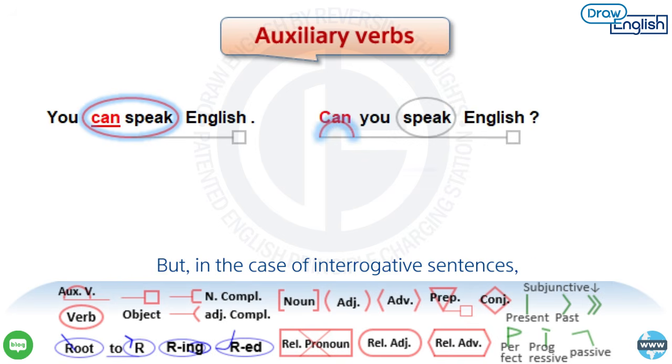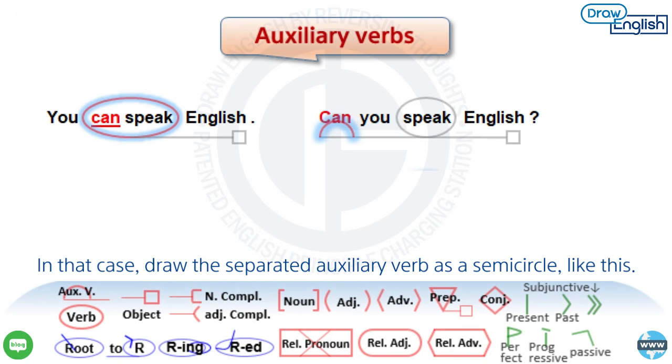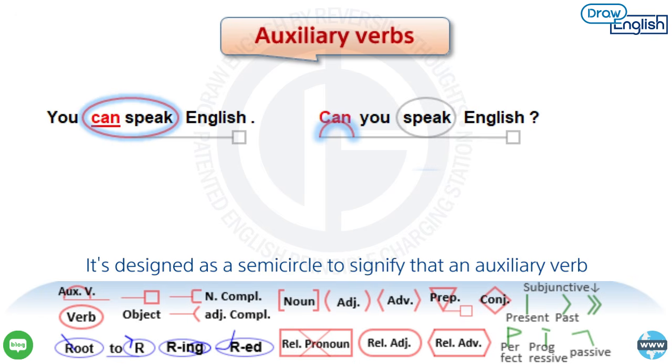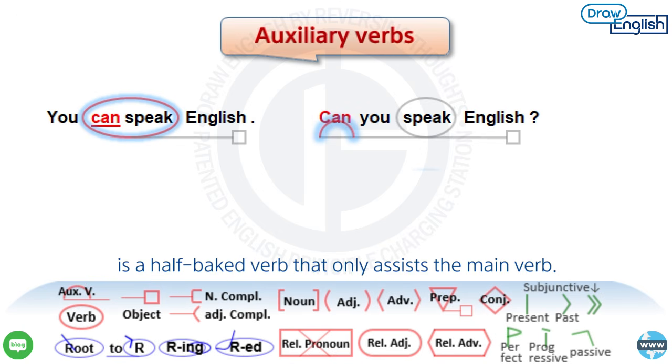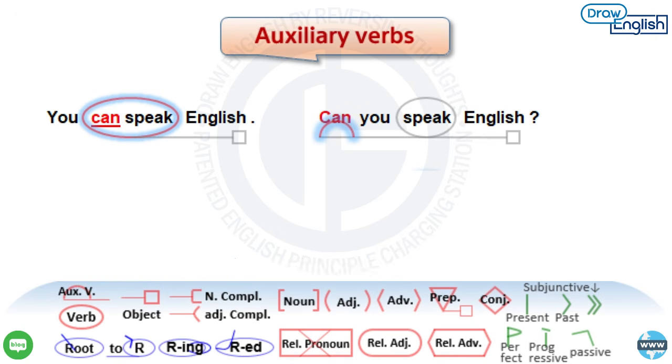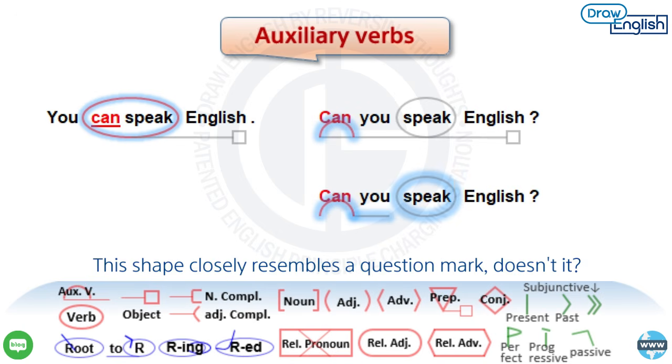But, in the case of interrogative sentences, the auxiliary verb at the very front is moved in front of the subject, right? In that case, draw the separated auxiliary verb as a semicircle, like this. It's designed as a semicircle to signify that an auxiliary verb is a half-baked verb that only assists the main verb. This shape closely resembles a question mark, doesn't it?